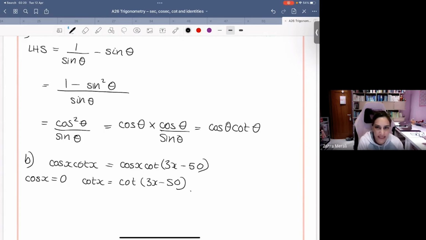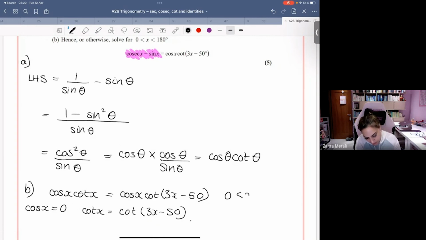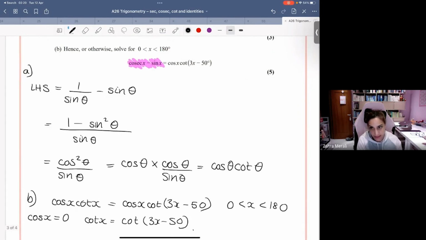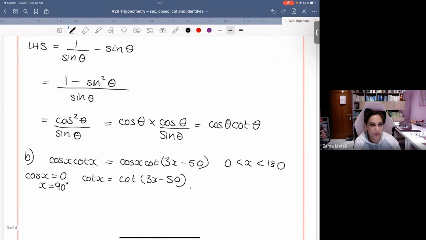Now if cos x equals 0, the range we're going for is between 0 and 180. The only place that cos x is 0 is 90. And so we'll put that there. We're back in degrees, as you can see. Right, now, if we take cot x away from both sides, we're left with x equals 3x minus 50. So I could rearrange that. I get 2x equals 50.